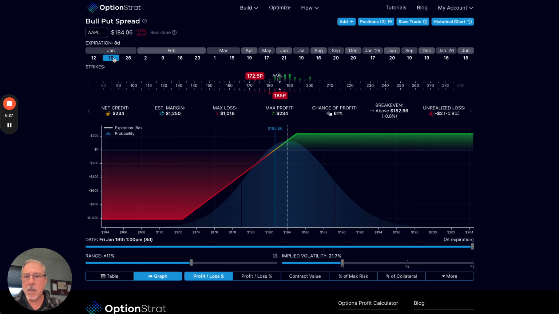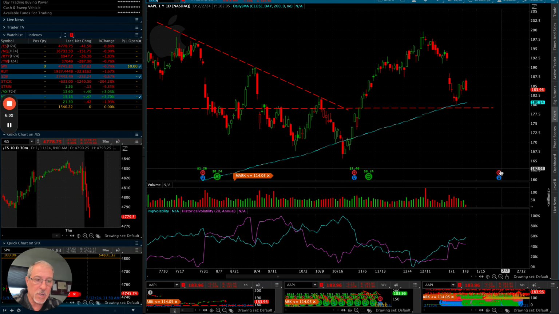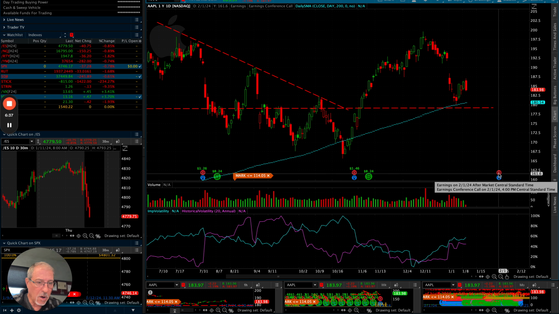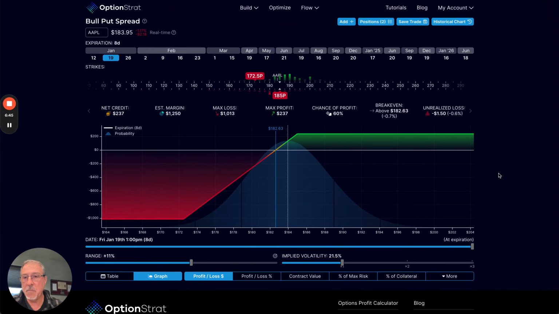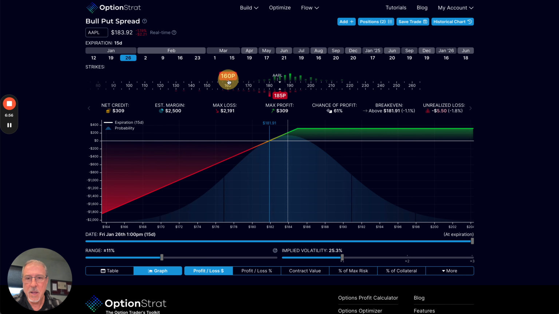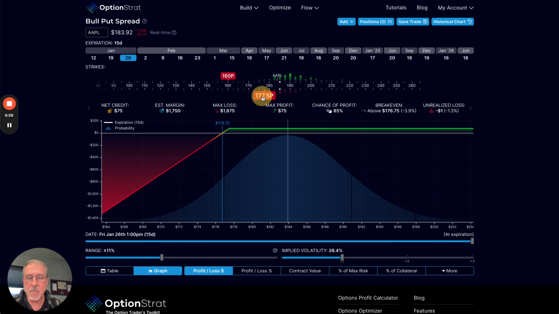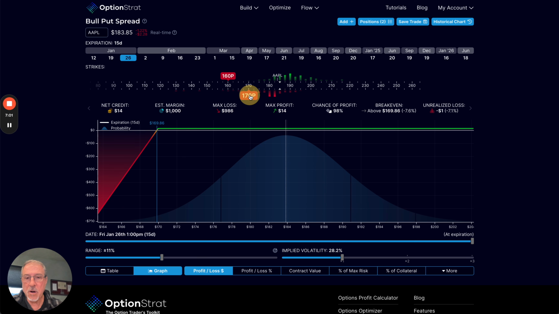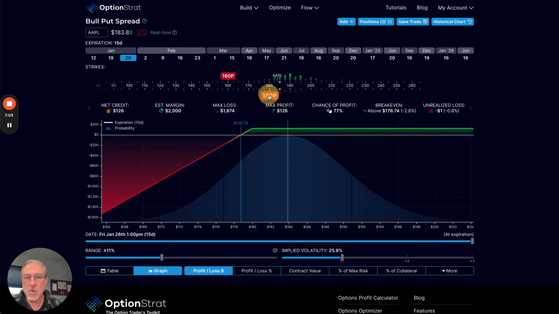And I want to go out a little further than this in January 19th, but I do need to note Apple has earnings out here. That earnings are on February 1st. So I probably want to be out of that position prior to earnings. Again, it depends on whether you want to do what's called an earnings trade or not. In my case here, I'm going to say, yeah, I don't really know that I want to carry Apple through earnings at this point.